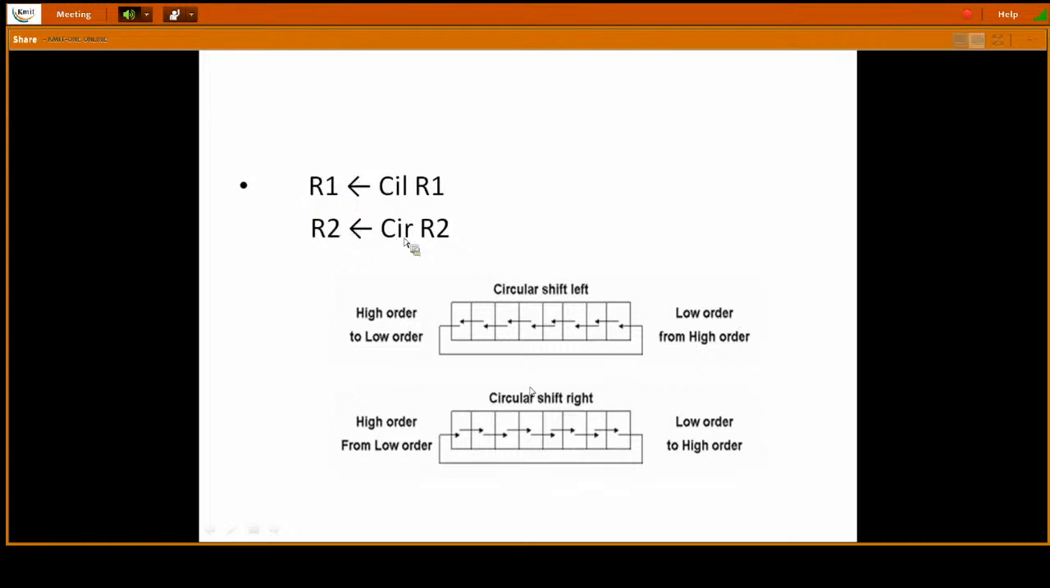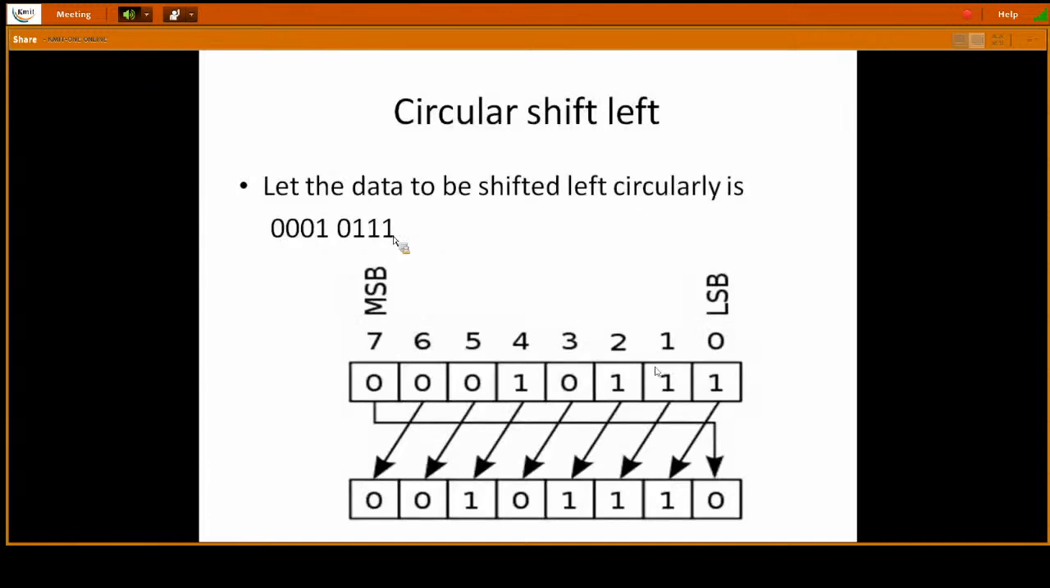CIR R2 means the content of the register R2 is moved to the right side, one bit. One bit is moved to the right side circularly. That is important, circularly. Consider one example for circular shift left. This is the register R1 which is of range 0 to 7 bits. That means the size of the register is 8 bits, from 0 to 7. And this is the content of your register, 00010111.